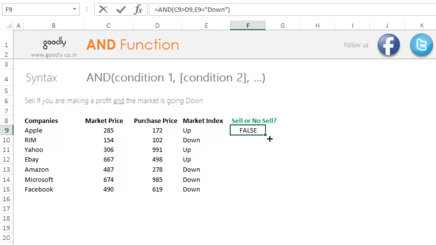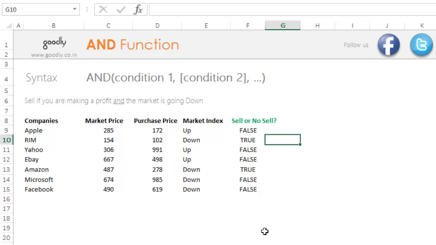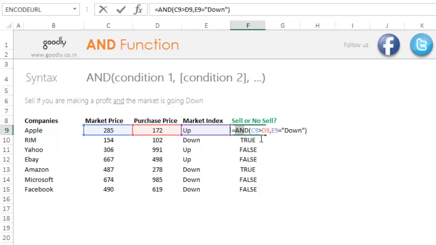The AND function is only capable of generating the trues and falses. It is not going to do anything further with the true and false. So if you want to take the AND function and do something else apart from that, you have to combine it with the if statement. So we already have the trues and falses. This is the entire condition that I want to test, and if this condition is true, then I want to sell the stock. If it's not, I don't want to sell the stock.